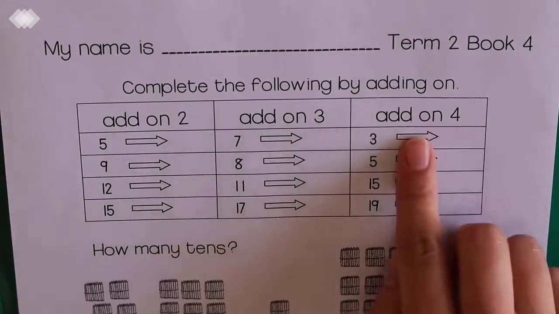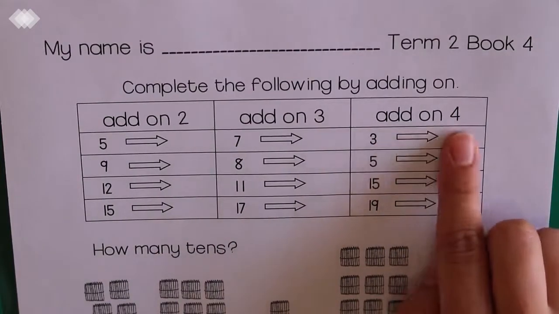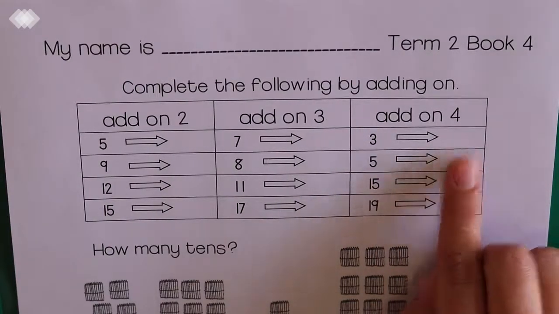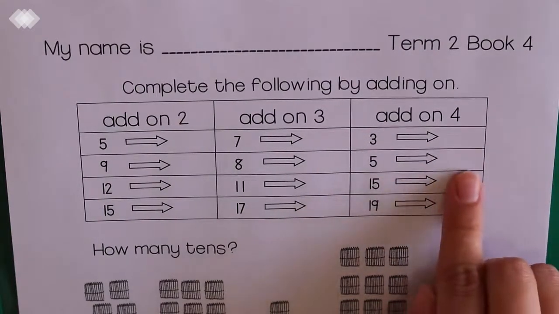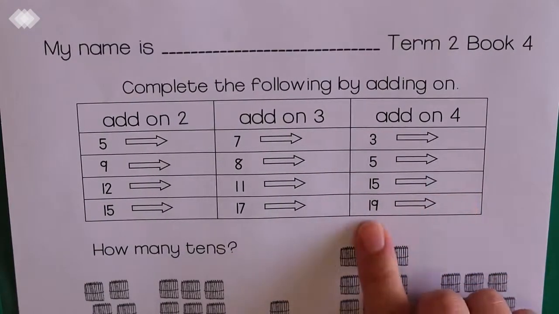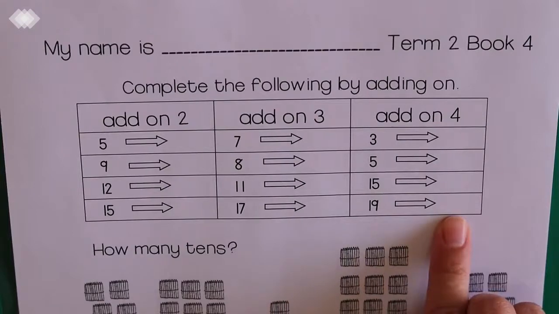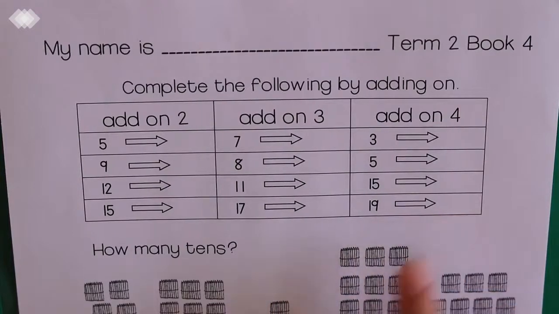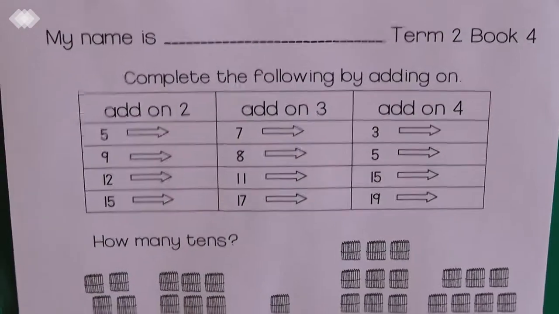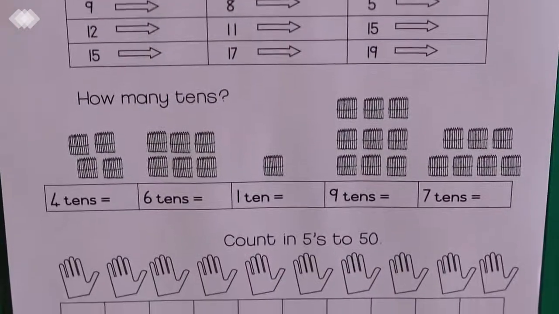Okay, and in the last line, it says add on 4. So there you need to plus 4. 3 plus 4, you write the answer. 5 plus 4, 15 plus 4, and 19 plus 4. Okay, you can quickly do those answers. And then we're moving on to the next one.